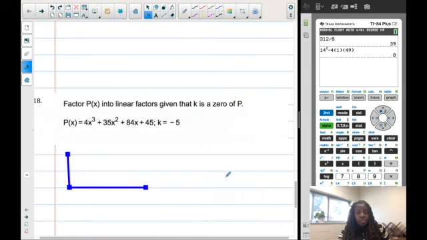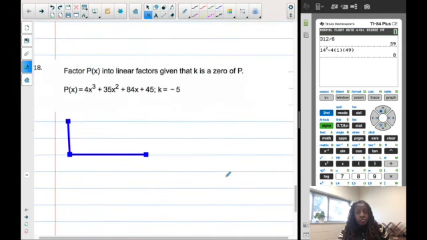Another synthetic division problem. What good practice for us. Let's factor p of x into linear factors, given that k is a 0 of p. Now remember before that I referred to k as that -1 I got. So I'm going to take this k and put it right outside here. This time my L is looking a little crooked, but it's still the same L.